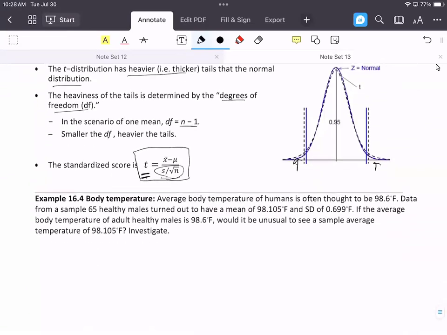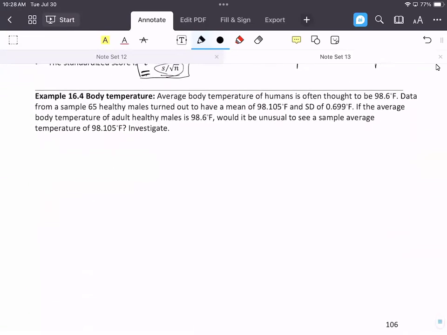So let's move on to an example. Looking at body temperatures. So the average body temperature of humans is thought to be 98.6, and we have data from a sample of 65 healthy males, and it turned out to be 98.105 with a standard deviation of 0.699. If the average body temperature of a healthy adult is 98.6, would it be unusual to see a sample average temperature of 98.105? And it says investigate.